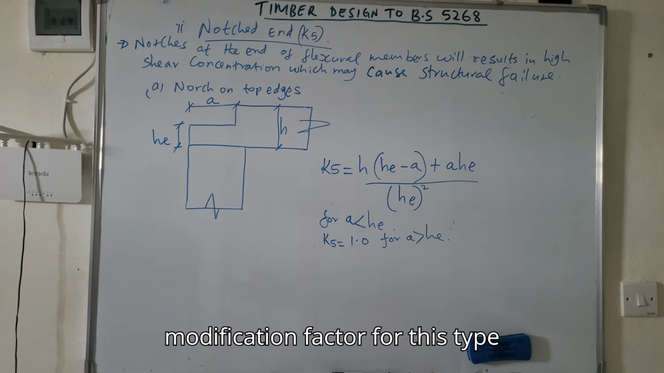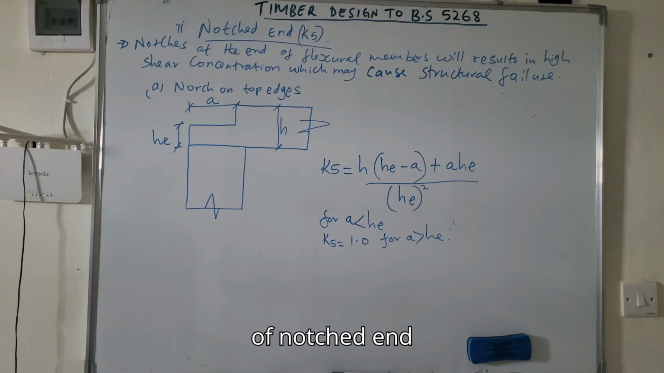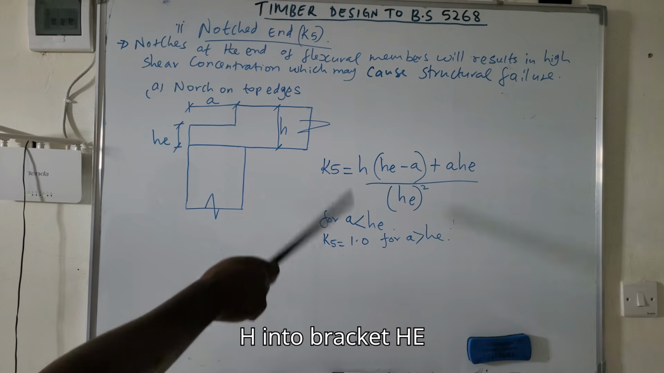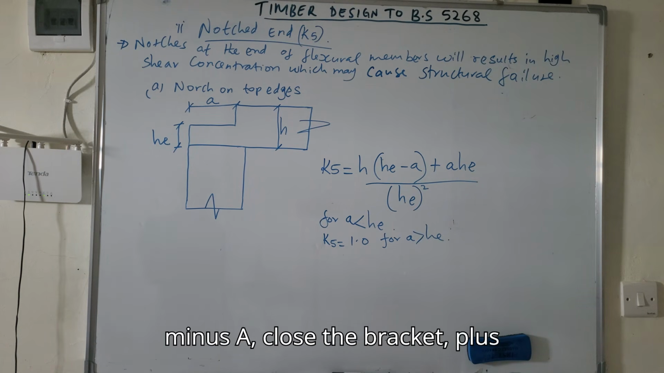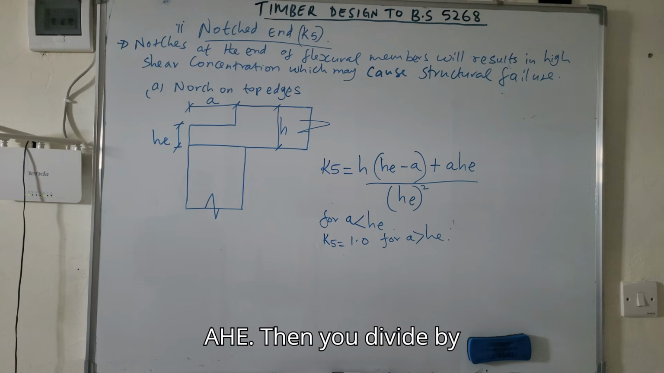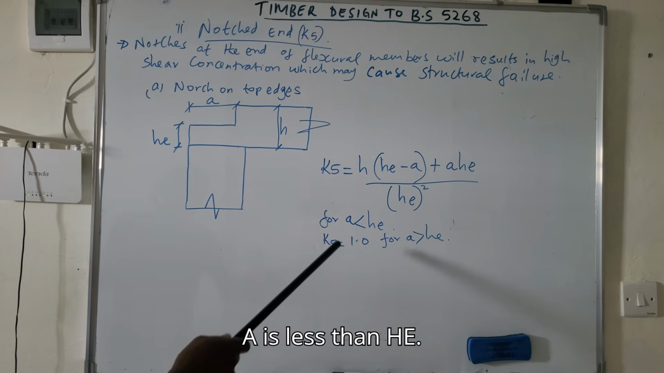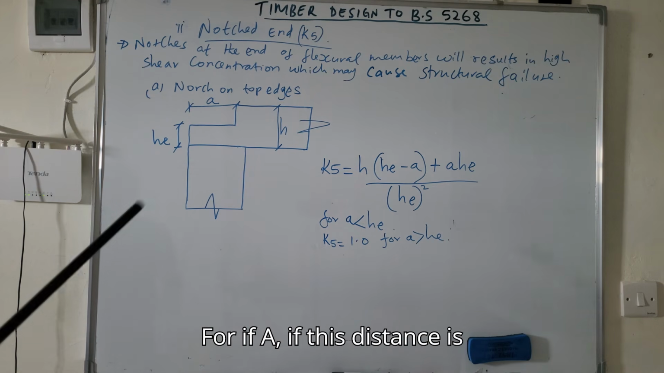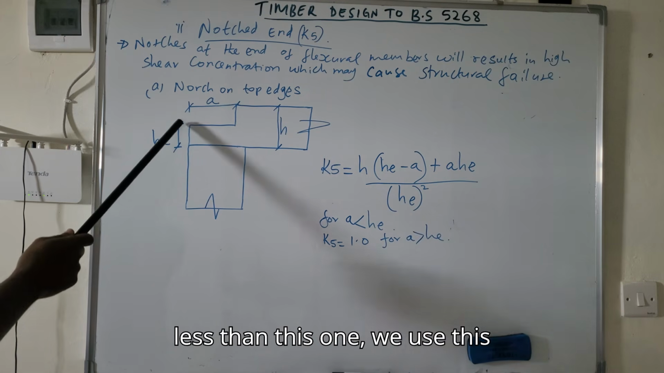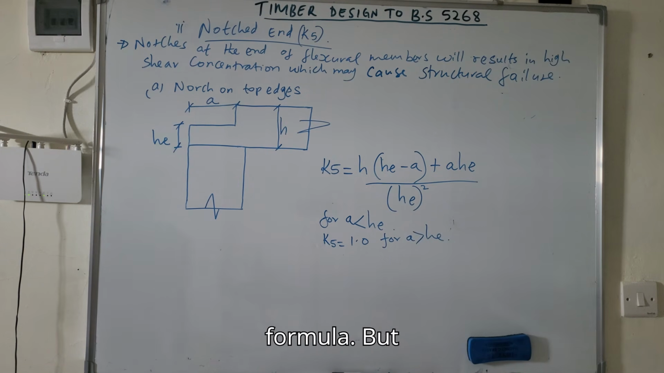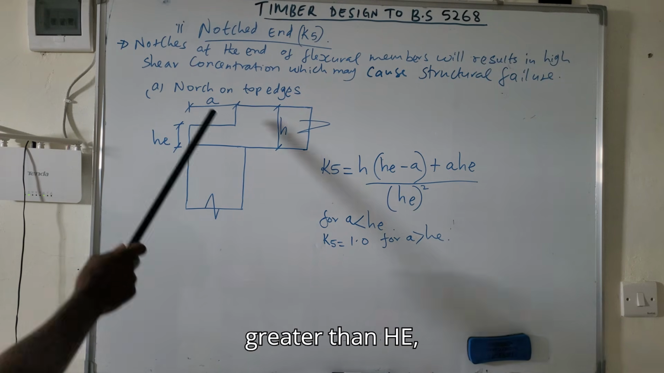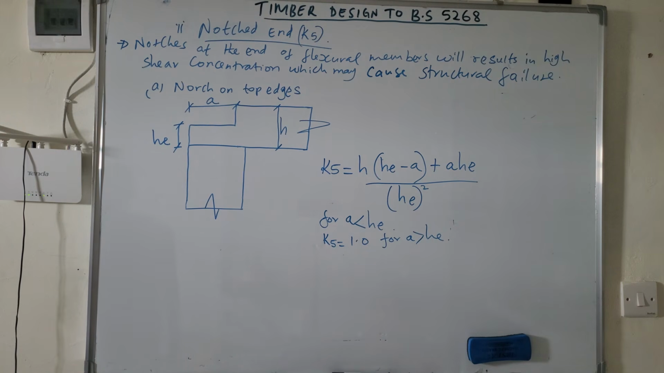The modification factor for this type of notched end is this one: K5 is equal to h into bracket he minus a, close the bracket, plus a he, then you divide by he squared, for a less than he. If this distance is less than this one, we use this formula. But if a is greater than he, then K5 will be 1.0.